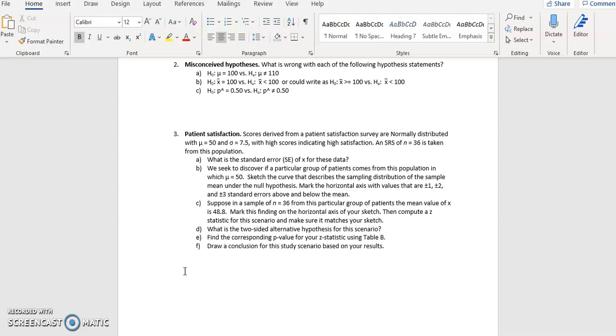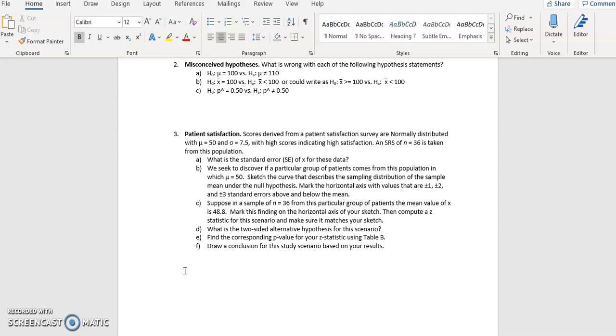So in B, we seek to discover if a particular group of patients comes from this population in which mu equals 50. So you want to sketch the curve that describes the sampling distribution of the sample mean under the null hypothesis. So under the null hypothesis, that's where the mean is equal to 50, or the middle of your curve should be equal to 50. And then you're going to mark the horizontal axis with values that go out to the left, -1 standard error, -2 standard errors, -3 standard errors, and then above mu equals 50, the number that is 1 standard error above that, the number that is 2 standard errors above that, the number that is 3 standard errors above that.